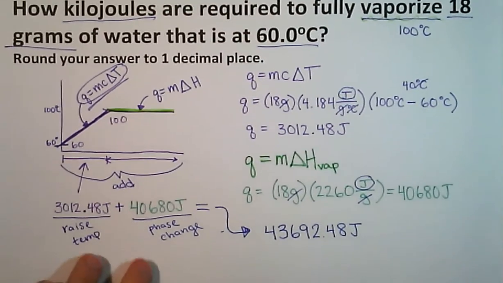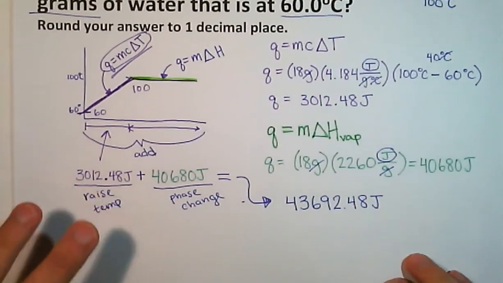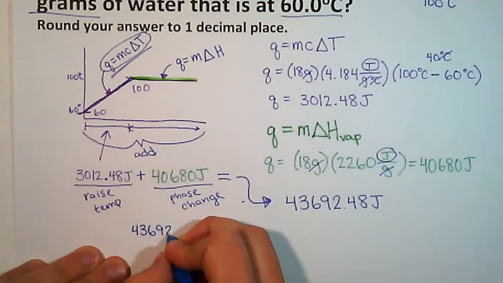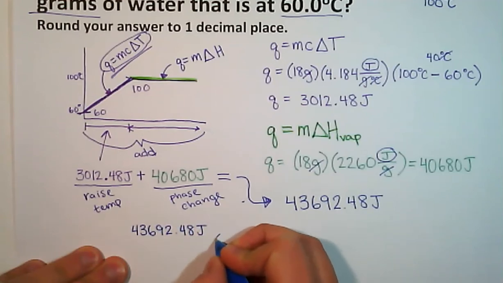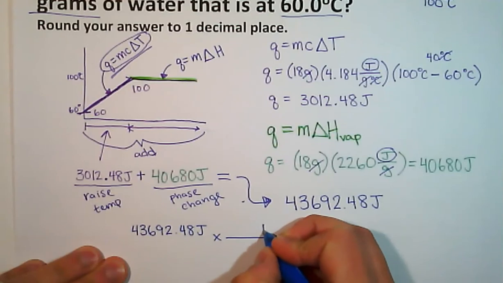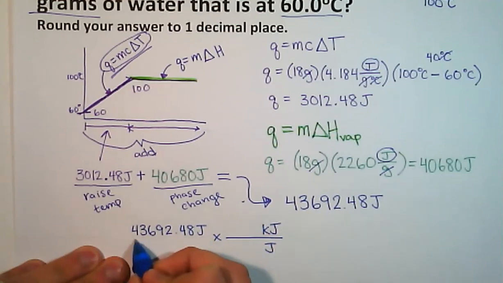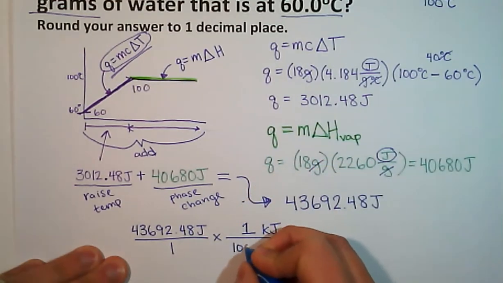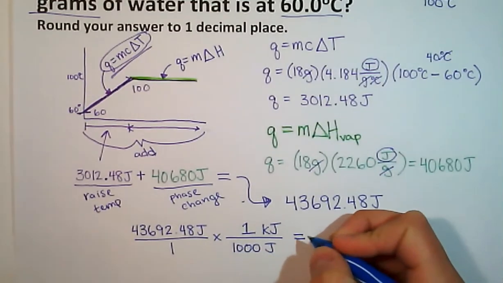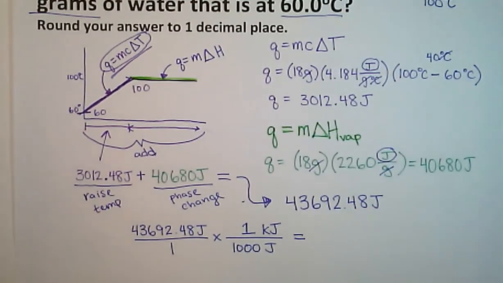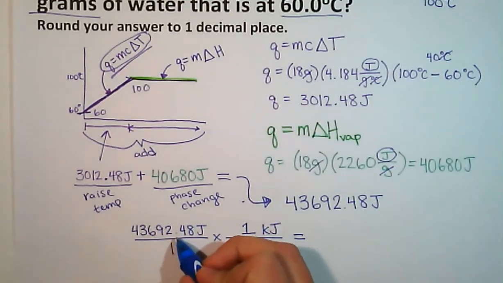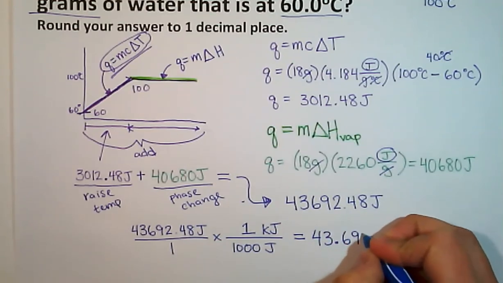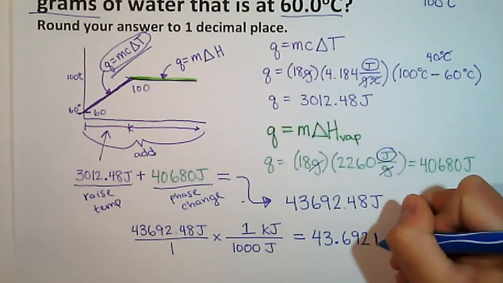Alright, so I'm going to push the paper up just a little bit here so we have some extra room to do our dimensional analysis. Take that 43692.48 joules. We're going to put joules on bottom and kilojoules on top, so the joules will cancel. Kilojoule is the bigger unit, so our 1 goes on top, and 1,000 joules or base units in 1 kilojoule. So we're just going to divide our answer by 1,000, so move that decimal point 3 times, and we get 43.692. I'm going to stop there. So that's my value in kilojoules.